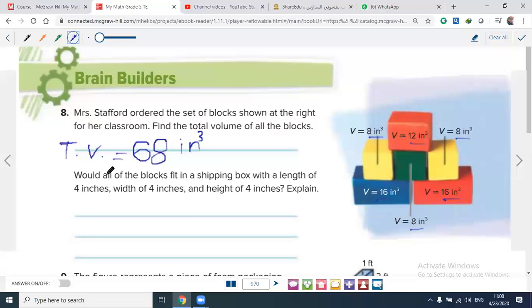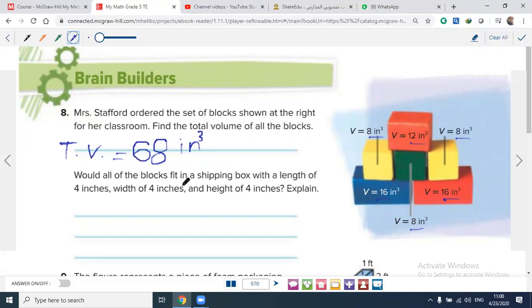Can you read the second part, please? Would all of the blocks fit in a shipping box with a length of 4 inches, width of 4 inches, and height of 4 inches? Explain.